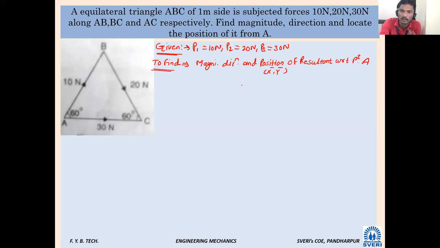Calculating magnitude and direction, it is not required at that point. But once we apply Varignon's theorem, at that time it is important. Now I will write to resolve the forces. Just tell me the X component and Y component.